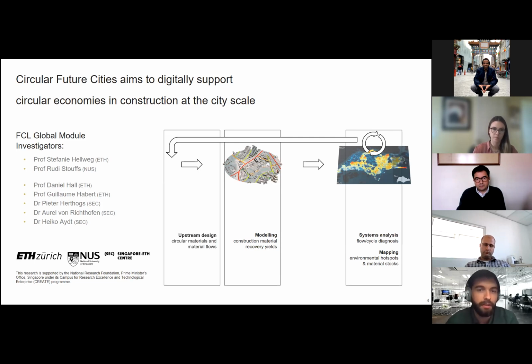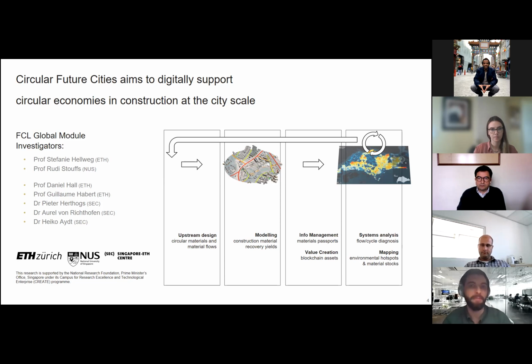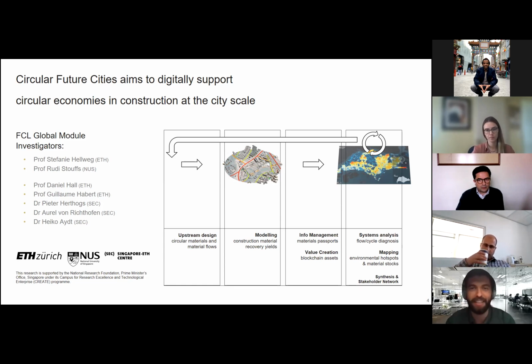But there's more in terms of can we improve the upstream design of materials and material flows, so the flows that go into the building. And what do we do with the flows that go out of a building in terms of the information management of materials? Passports has been mentioned, or how do we entice people to actually store all this information that only has value in the future? And one work package looks into using blockchain to stimulate such markets. And of course, we have a work package looking at the synthesis and engaging with the stakeholder network. And that's also why we're here.